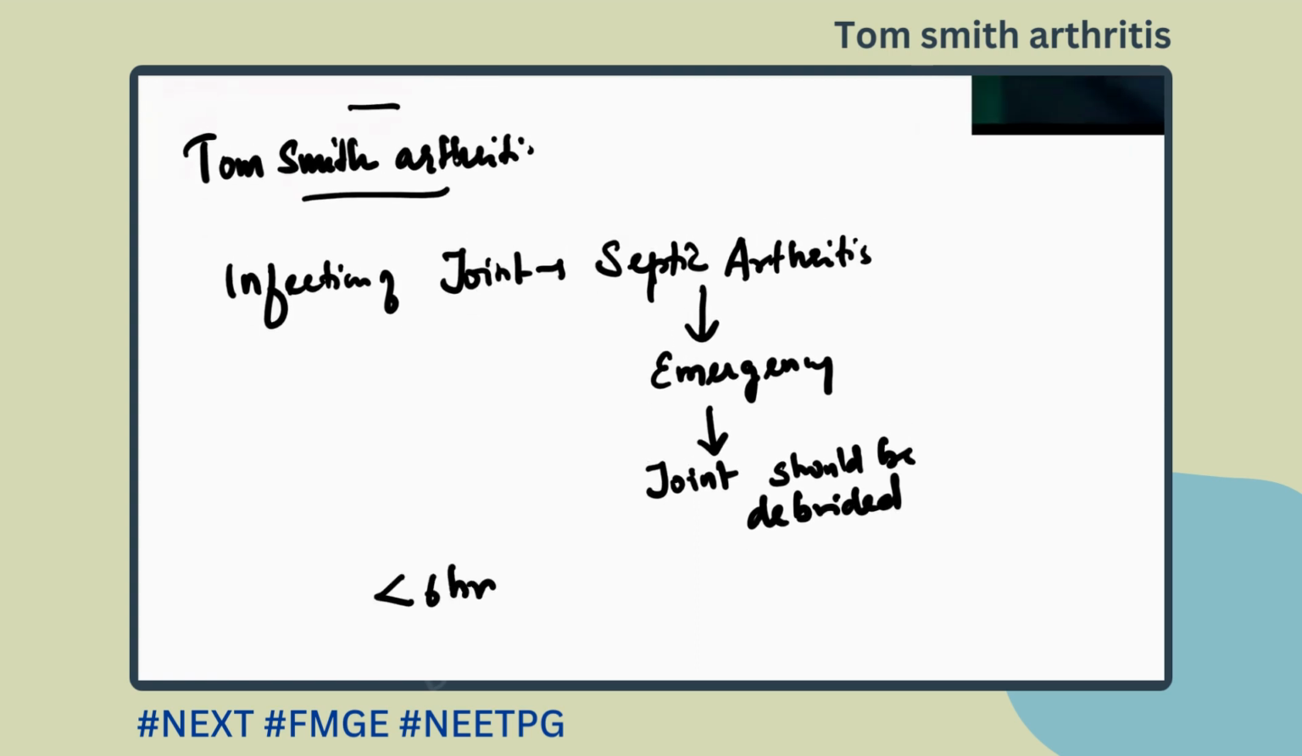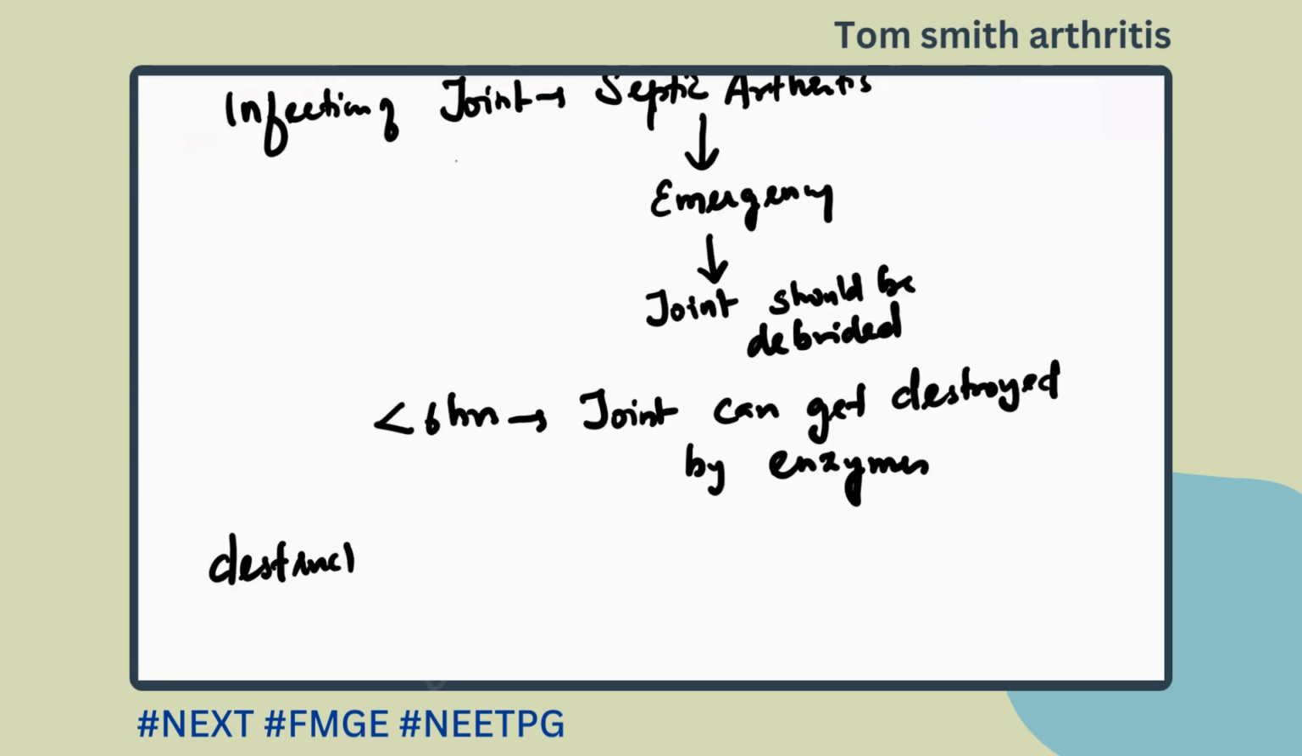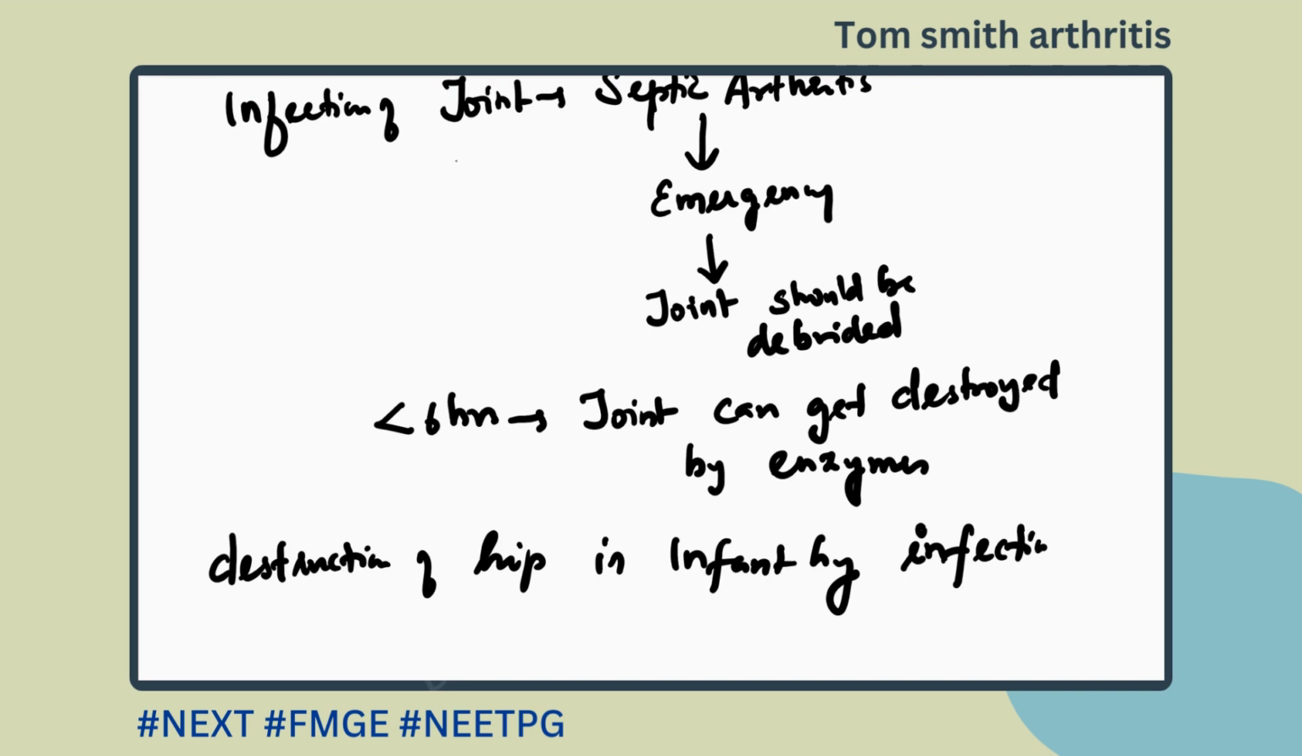Otherwise, within 6 hours, joint can get destroyed by bacterial enzymes. Such a destruction in infant by infection is called as septic arthritis of hip, also called as Tom Smith arthritis. So in an infant, if septic arthritis occurs, it will destroy the head very rapidly. When the head is destroyed, then that condition is called as Tom Smith arthritis.